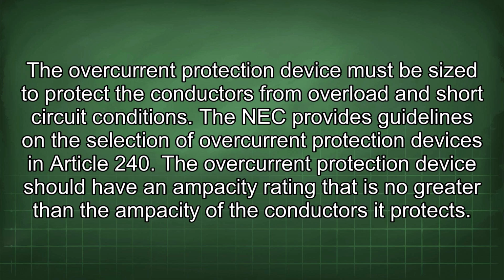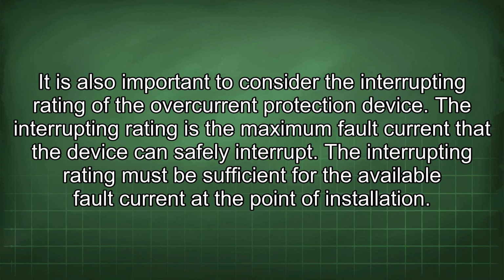The overcurrent protection device should have an ampacity rating that is no greater than the ampacity of the conductors it protects. It is also important to consider the interrupting rating of the overcurrent protection device. The interrupting rating is the maximum fault current that the device can safely interrupt. The interrupting rating must be sufficient for the available fault current at the point of installation.